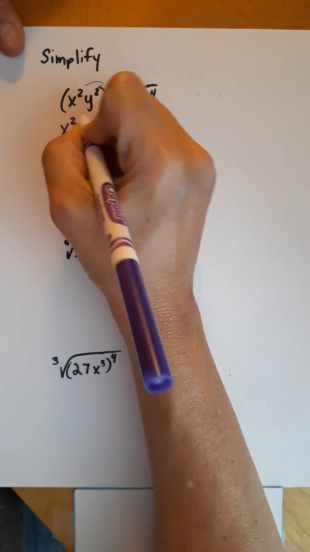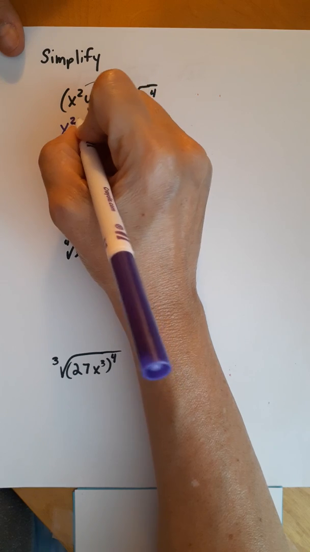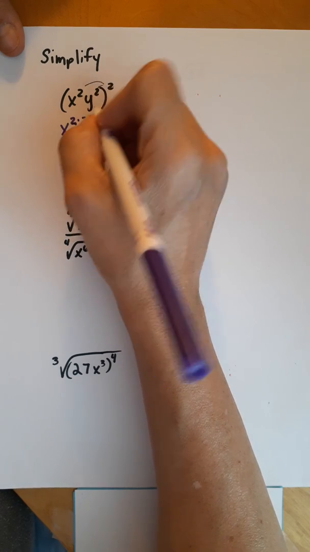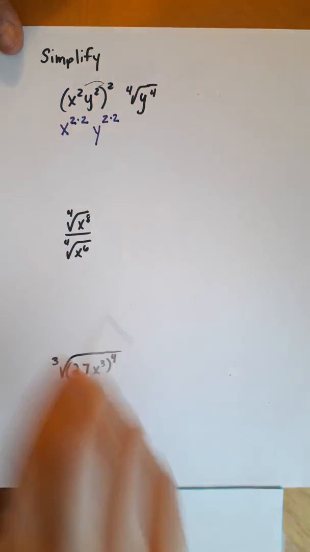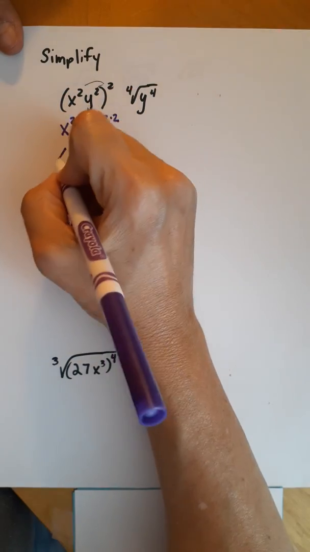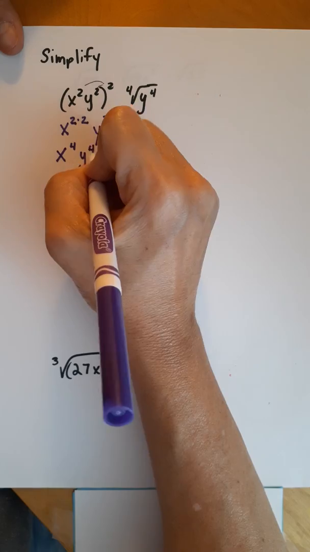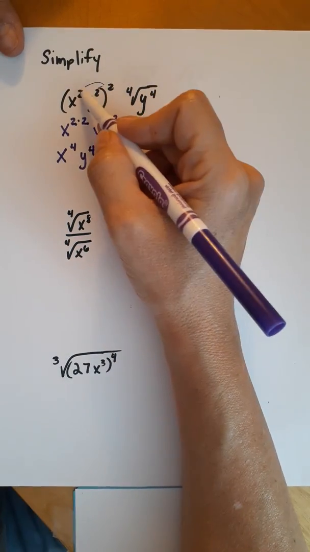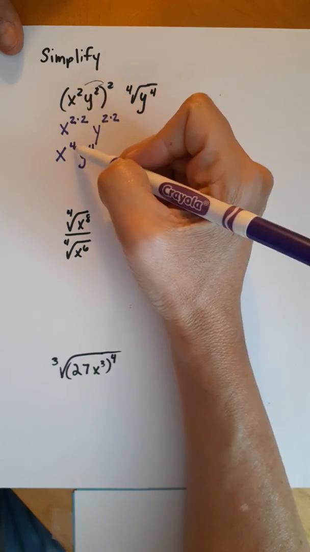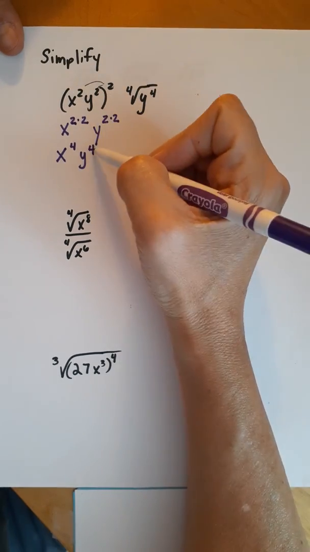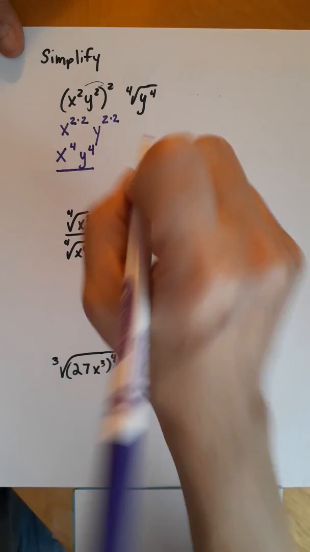X squared times 2 and y squared times 2. What do we get as our answer? X to the 4th, y to the 4th. And I'm just showing you step by step, but it's basically 2 times 2, 4. X, that's the base. X, 2 times 2, 4. Y, 2 times 2, 4. Okay, this is part of our answer.